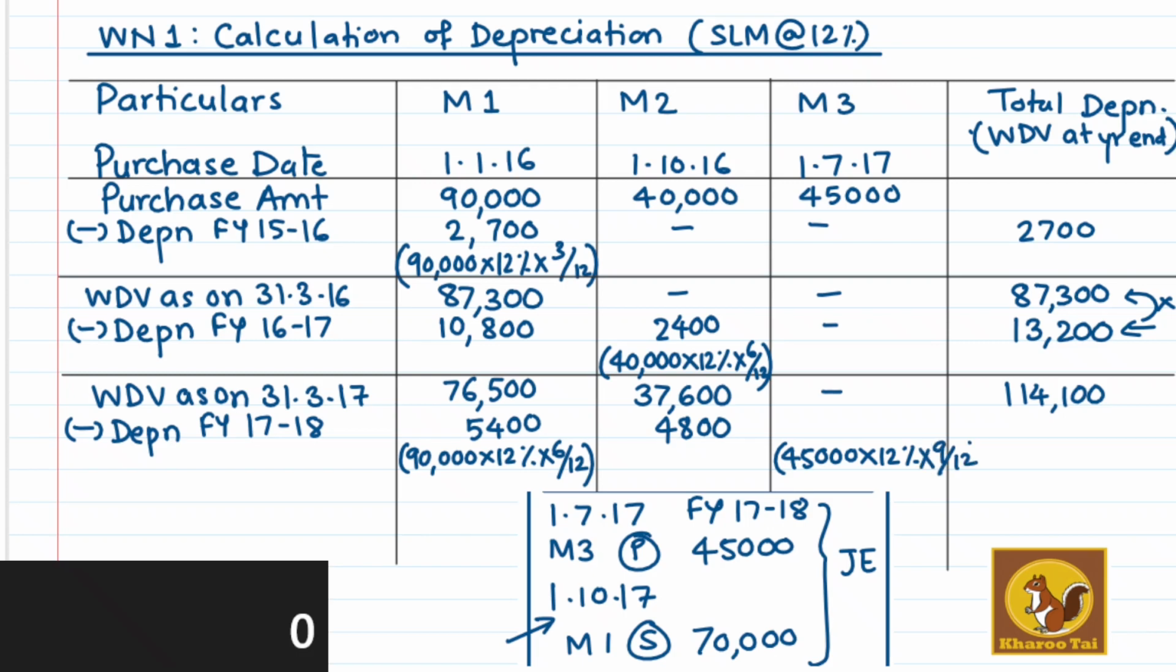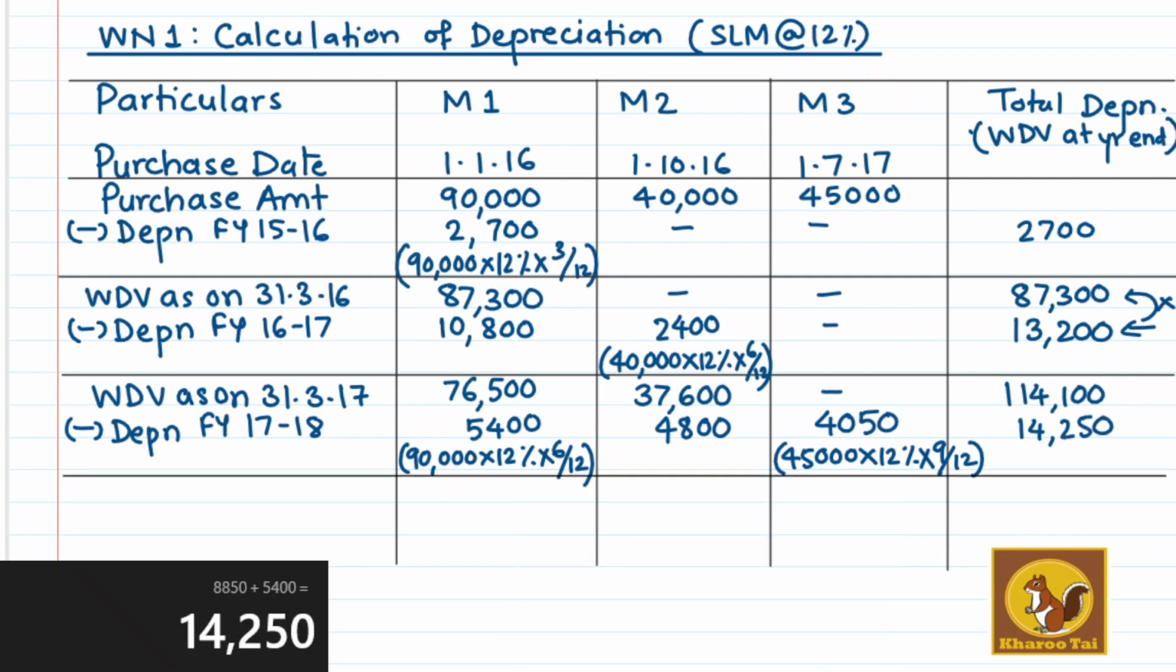Let's work it out on calci. 45,000 into 12 divided by 100, this is 12%, into 9 divided by 12, this is for 9 months. Amount is 4,050. So the total depreciation for this financial year will be 4,050 plus 4,800 plus 5,400, that is 14,250.